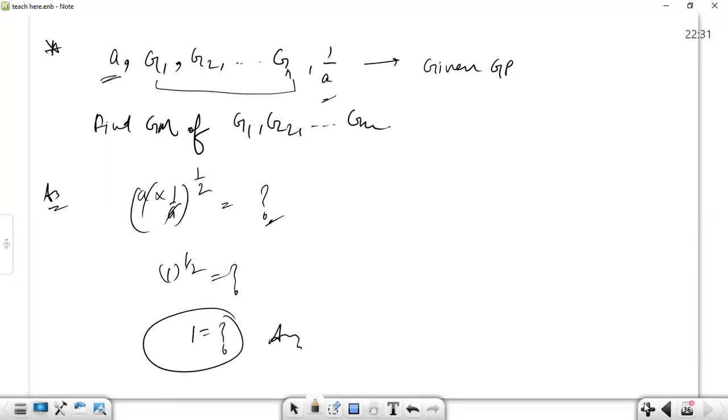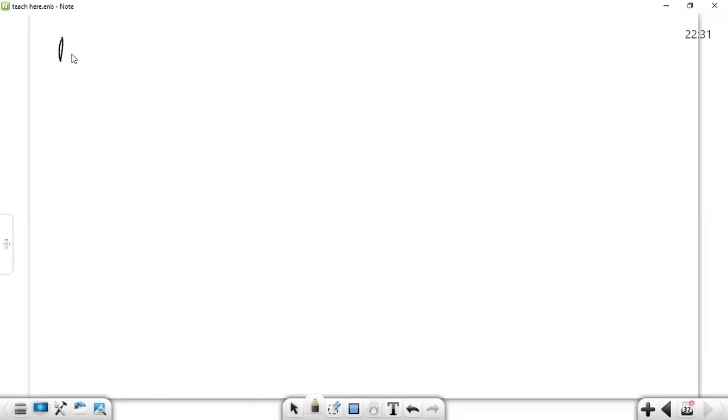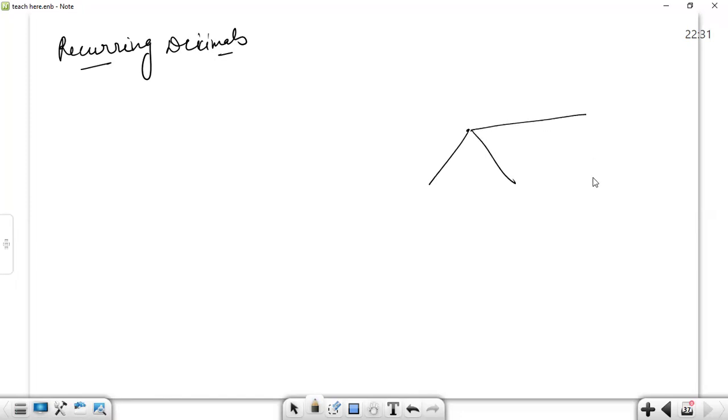Clear? Yes, sir. Let's now go to another important topic, which is recurring decimals. So, as we know, there are real numbers. There are rational numbers. Rational numbers are of two natures. There are irrational numbers.